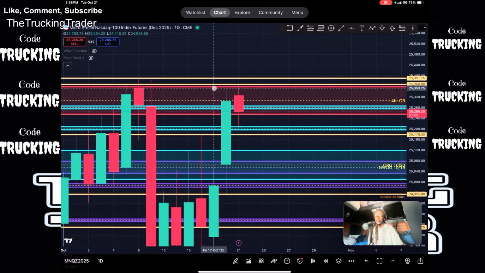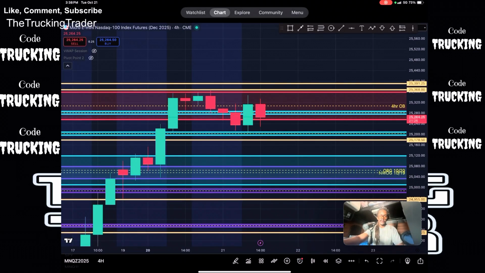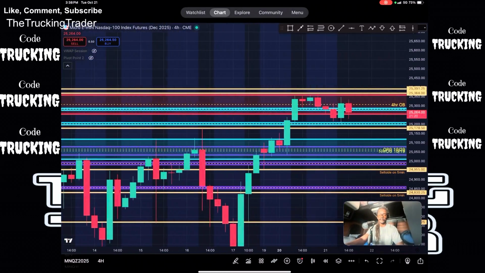And that's pretty much what I was looking at today, because we broke out of yesterday's high, but we already know we couldn't get through the weekly high, right? So that only leaves us one direction for the market to go, and that's going to be to the downside today, right? So let's look at the 4-hour chart real fast, you guys.